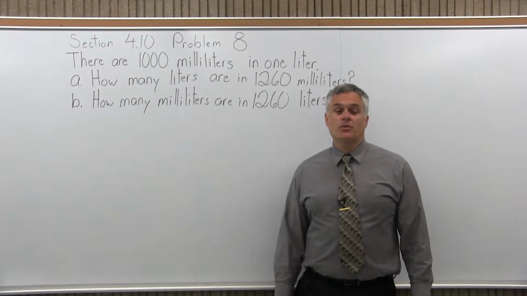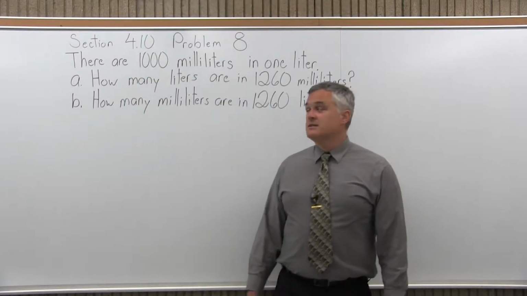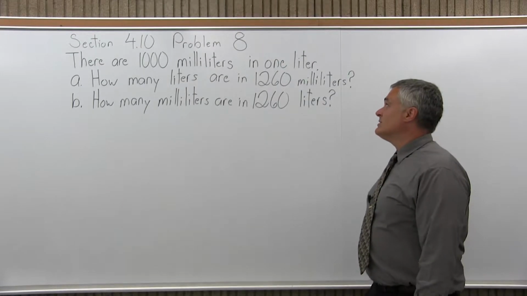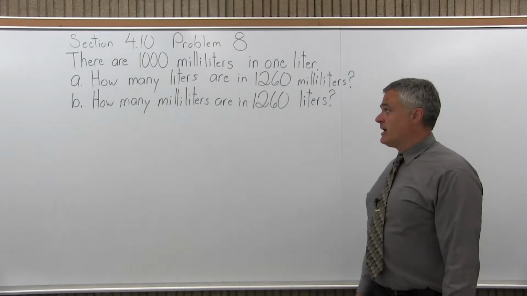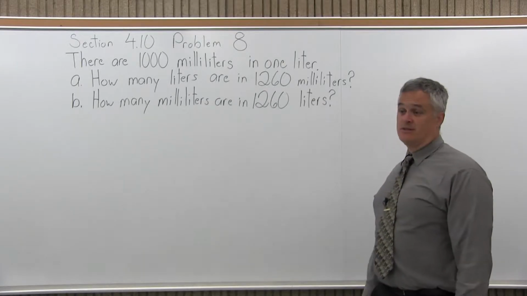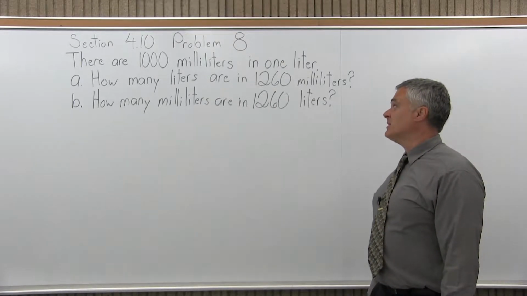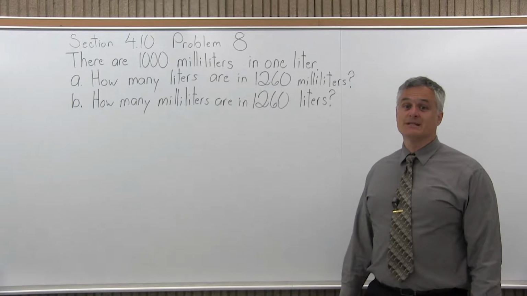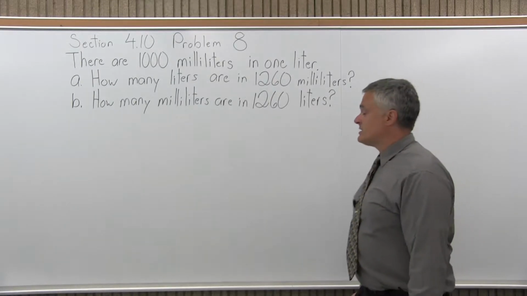This is Section 4.10, Problem 8. It says there are 1,000 milliliters in 1 liter. Part A asks how many liters are in 1,260 milliliters, and B asks how many milliliters are in 1,260 liters. So let's start with Part A.